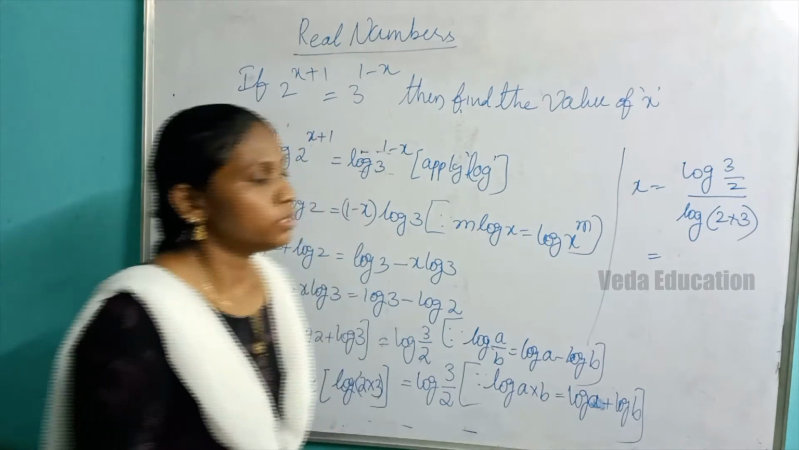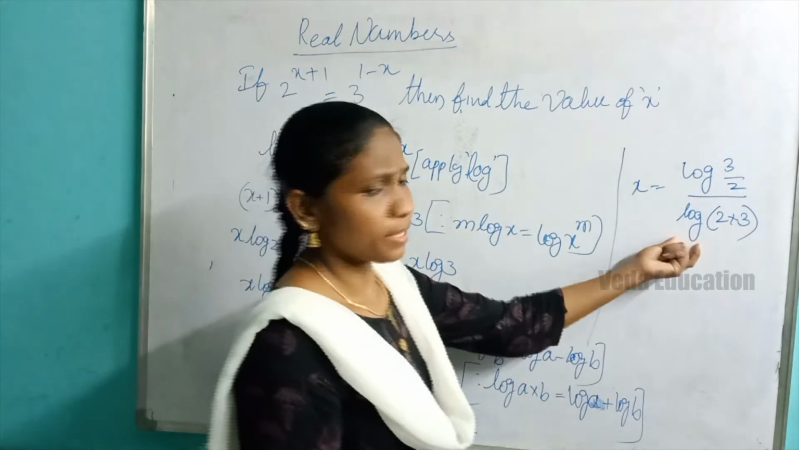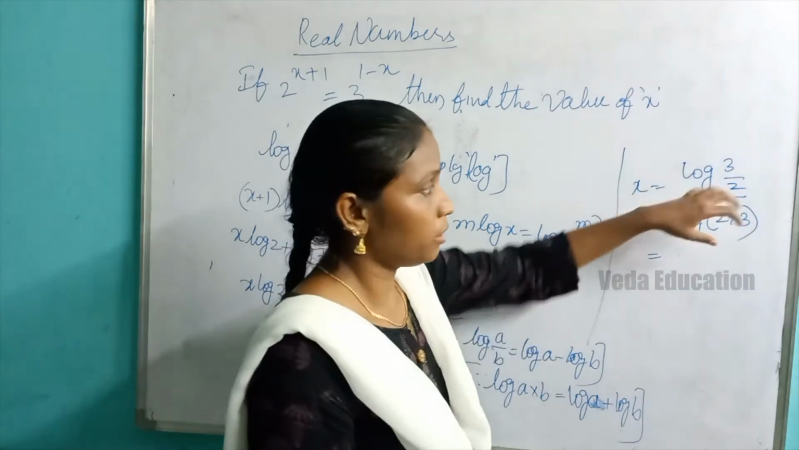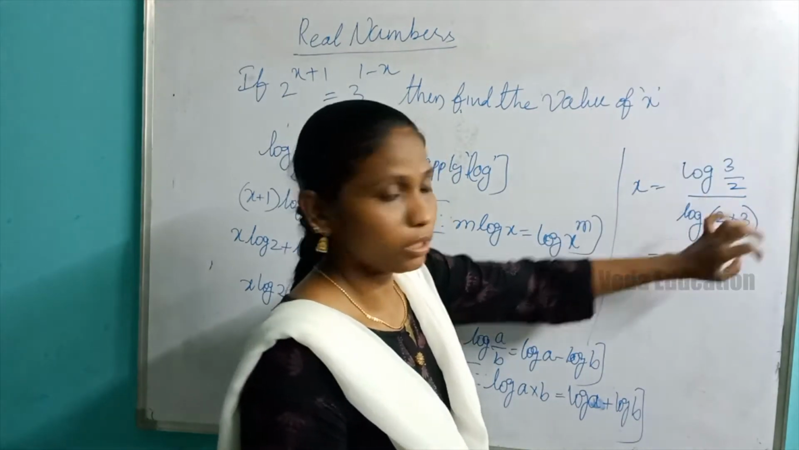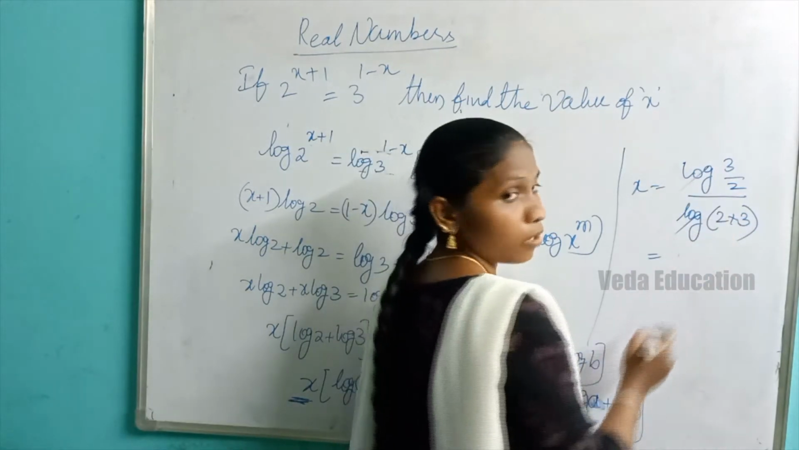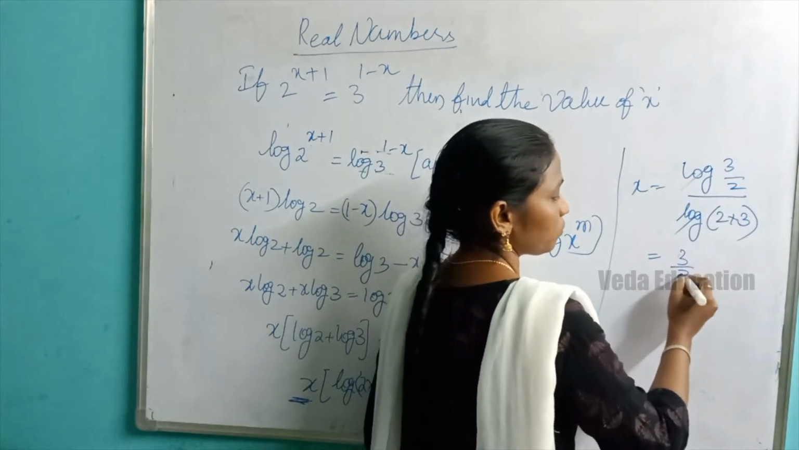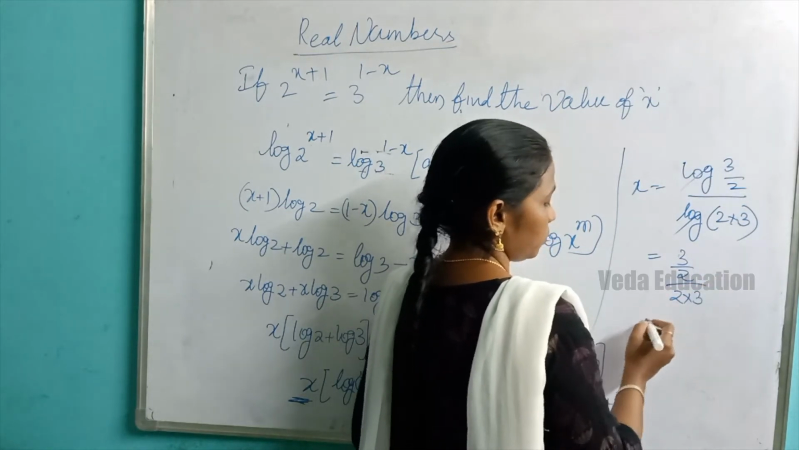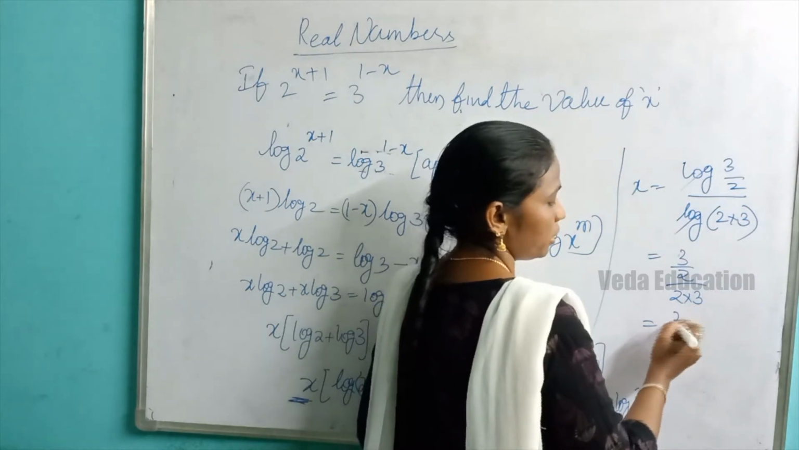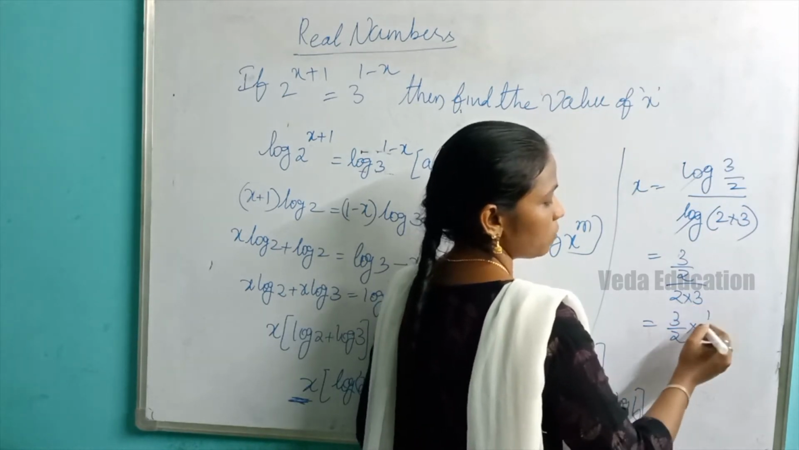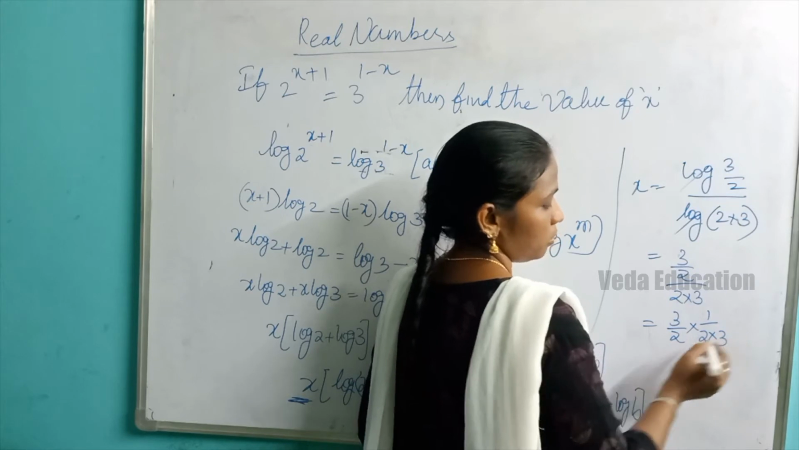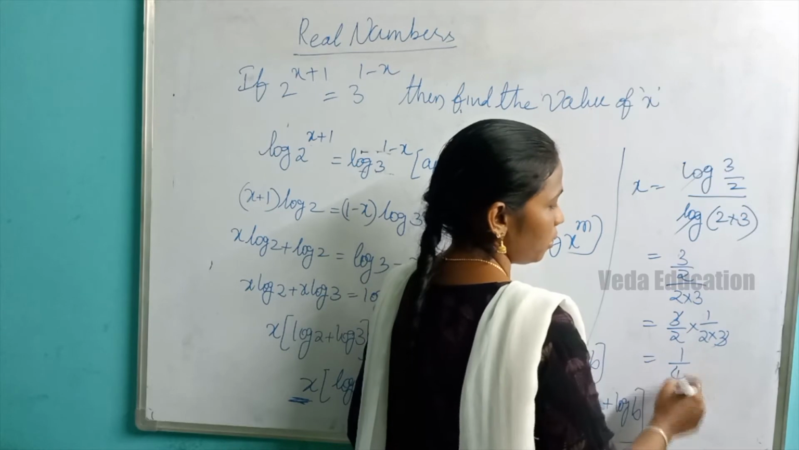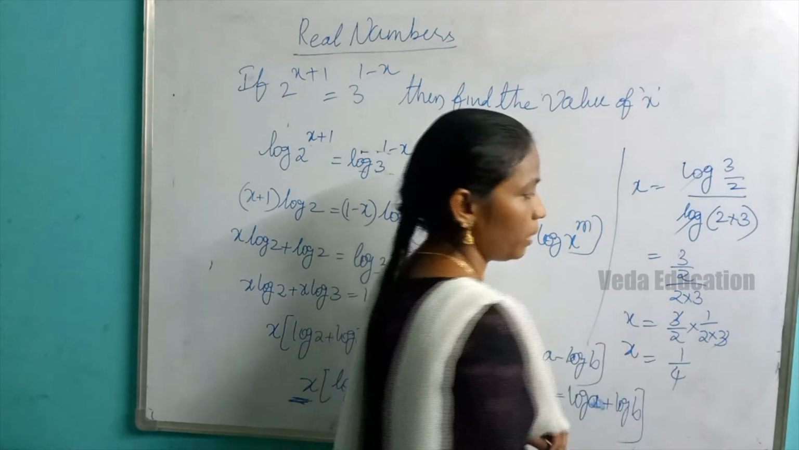Okay, so here you can cancel, or else you can cancel these terms and these two numbers will be left. The log gets cancelled, and 3 by 2 and this 2 into 3. So here the reciprocal of this: 3 by 2, and the reciprocal of this is 1 by 2 into 3. Got it? So 3 gets cancelled, and 1 by 4 is the answer. Now the x value is 1 by 4.